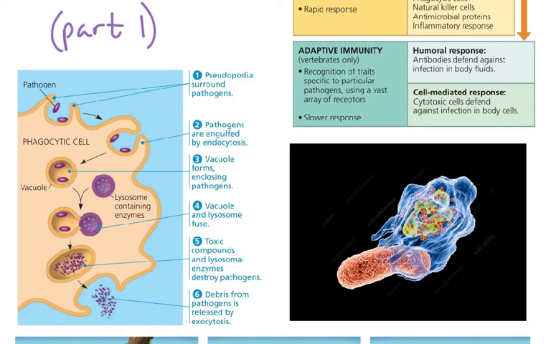And they're going to send out these protrusions and basically surround the pathogen and bring it in so that it's in a vesicle. And then that vesicle is going to fuse with a lysosome. And the lysosome, in case you forget, is a digestive organelle with a bunch of hydrolytic enzymes that are going to break down this bacterium until it's just a bunch of chemicals.